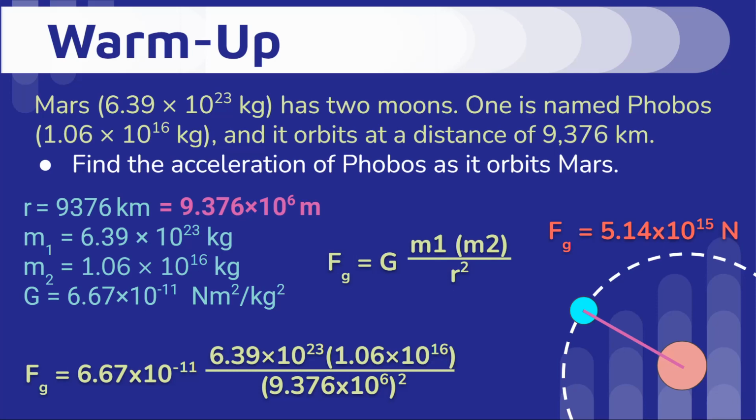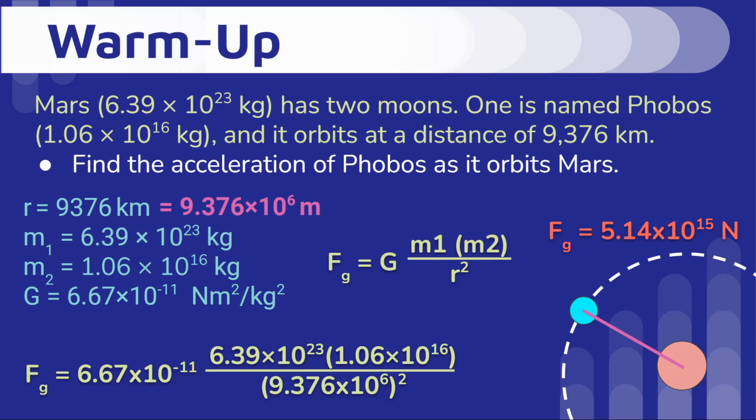And again, that is your force of gravity, and therefore it is also your centripetal force. It's the force that keeps pulling Phobos inward and keeping it in its circular path. That's not our answer, though, because we weren't asked to solve for centripetal force. We were asked to solve for centripetal acceleration, the acceleration of Phobos.